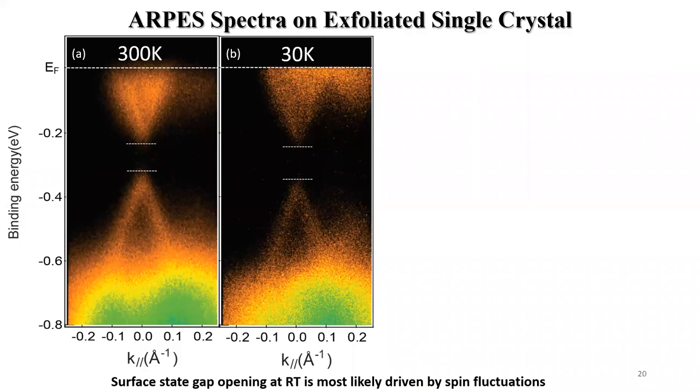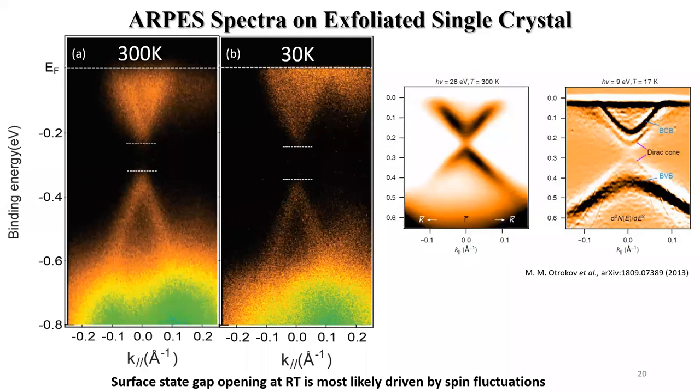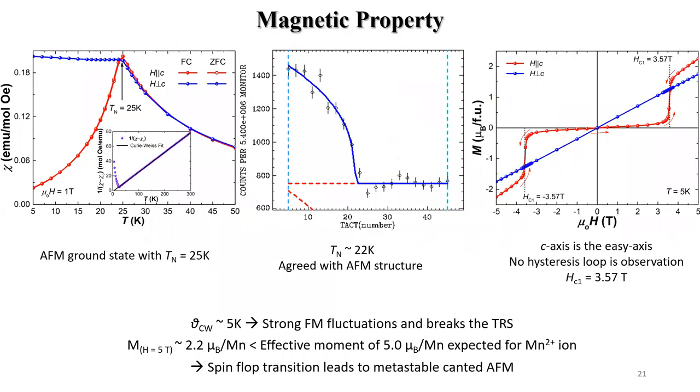So when we cool down the sample to 30 Kelvin, we observe a large surface gap here. And if we increase the temperature to room temperature, we do observe the gap at 300 Kelvin. These observations were also observed by the first group who observed this phenomenon. So we suspect that the surface gap opening at room temperature is mostly due to spin fluctuations. In order to test this, we measure the magnetic properties and then the transport properties.